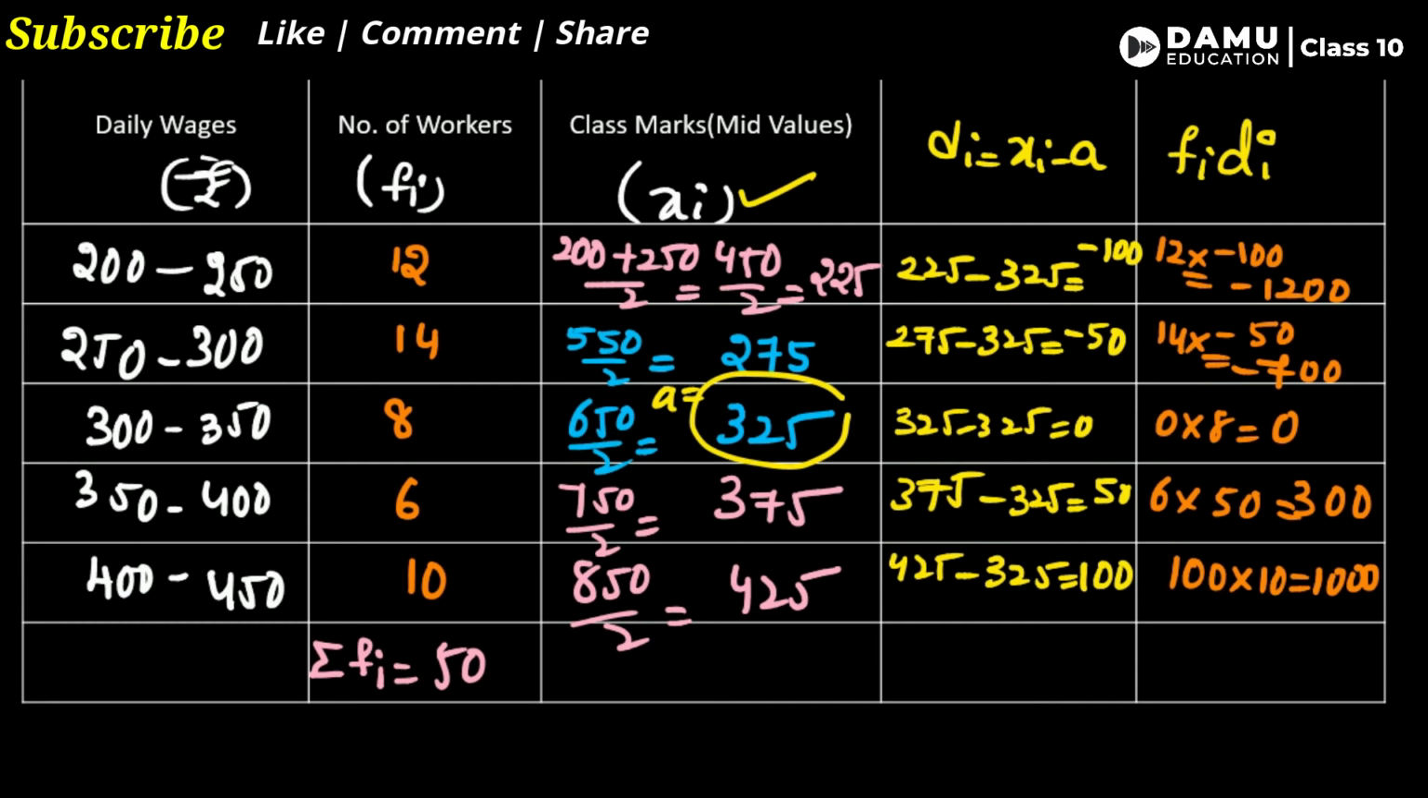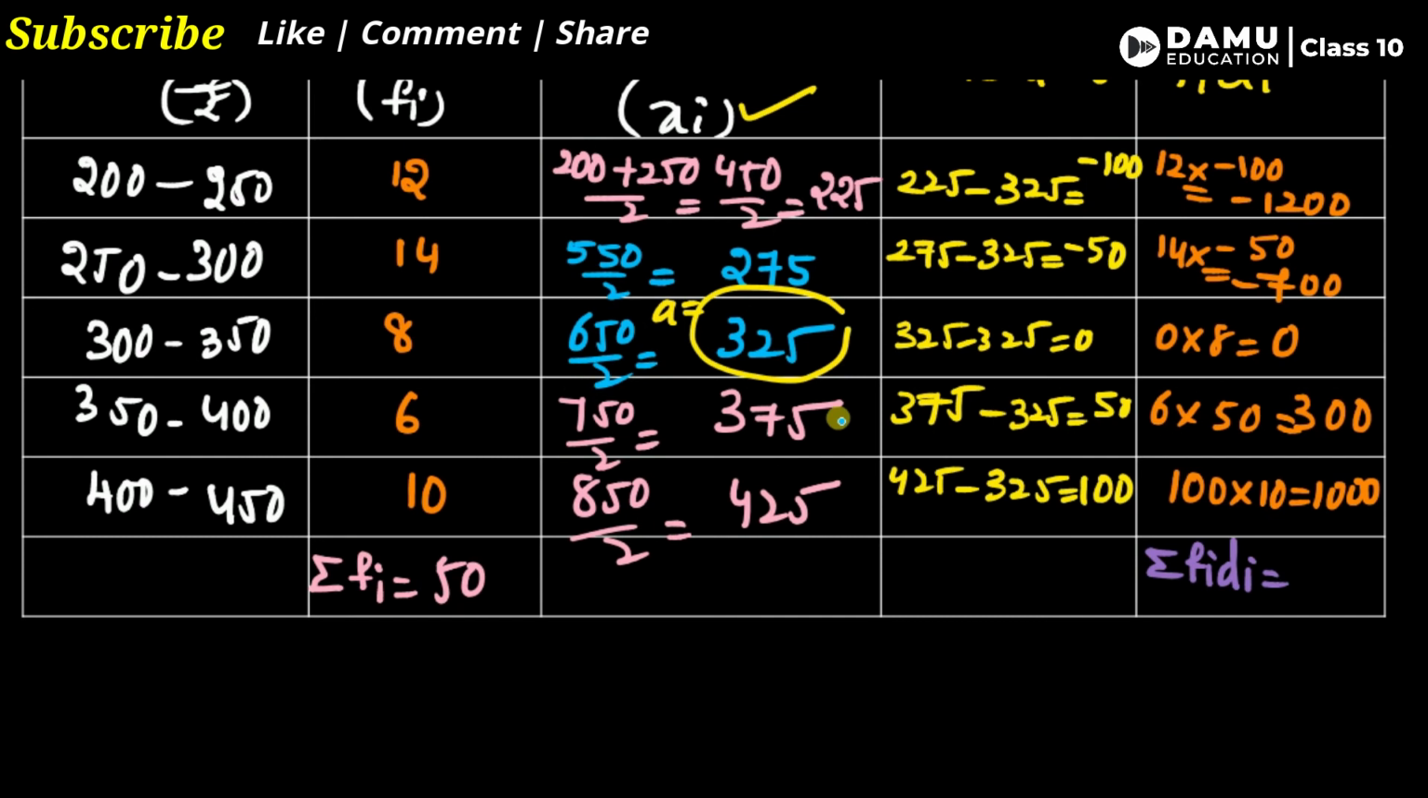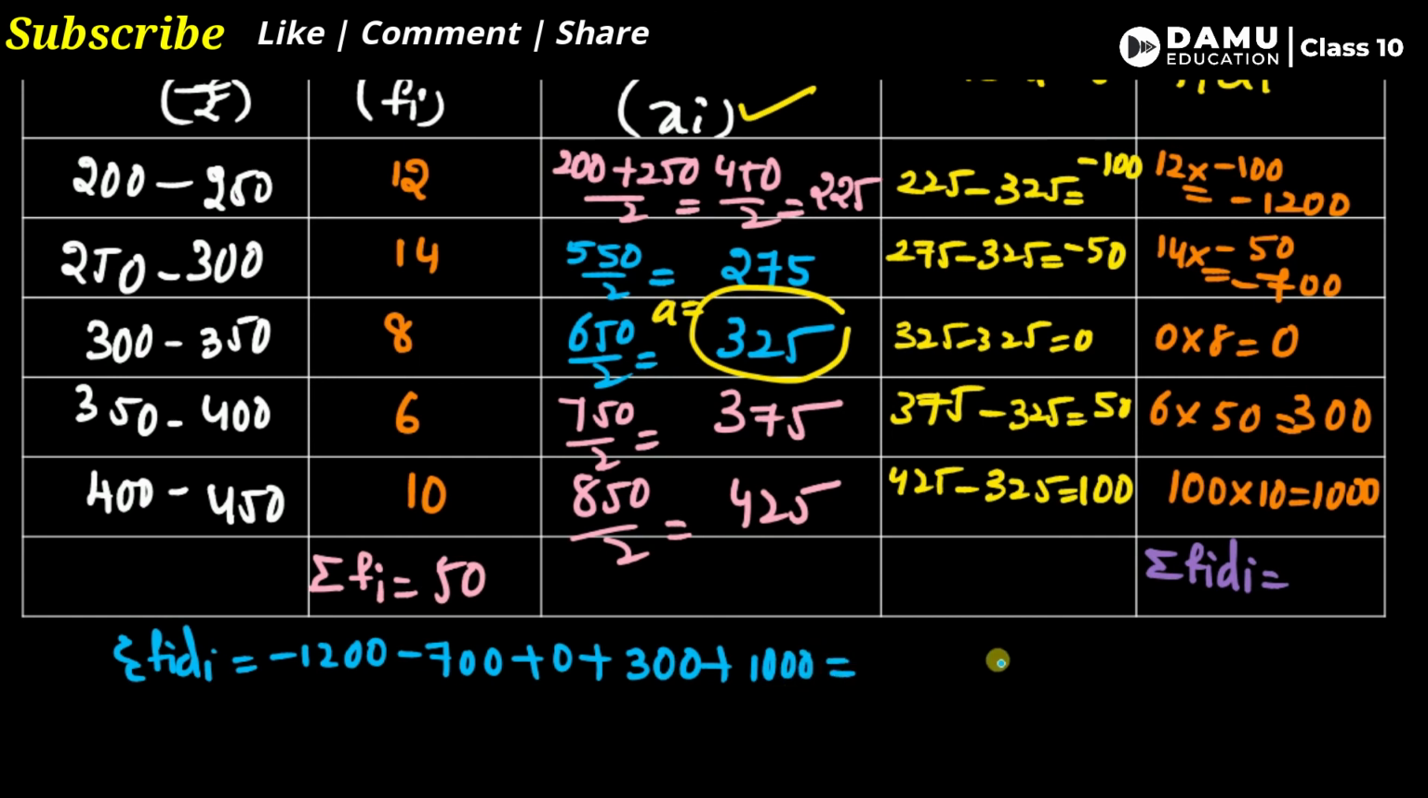We need to find the summation of fi di. The summation of fi di is the addition of all these values: minus 1200 minus 700 plus 0 plus 300 plus 1000. If you add all these values, minus 1900 plus 1300, what answer do we get? Minus 600. So we have found that the summation of fi di is minus 600 and the summation of fi is 50.